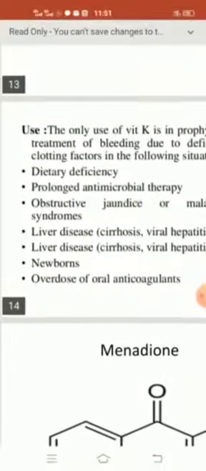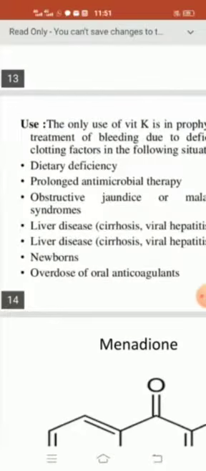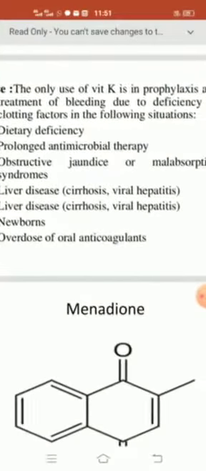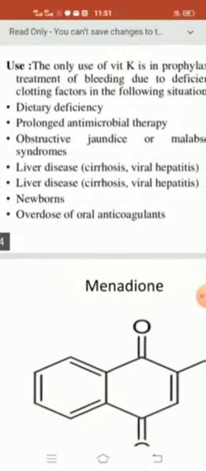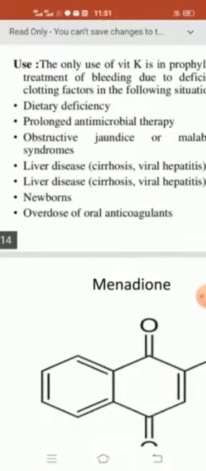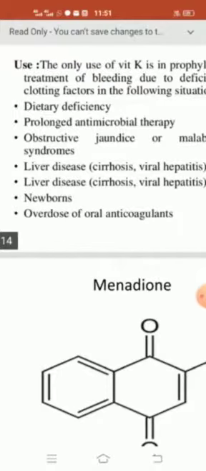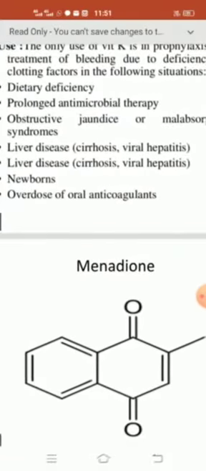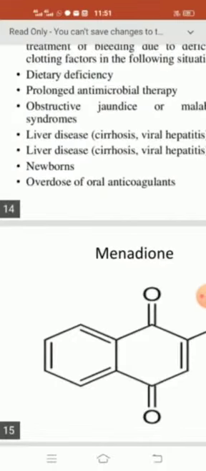Okay. So uses of vitamin K. Vitamin K is used for prophylactic purpose and the treatment of bleeding due to the deficiency of clotting factors in various situations: in dietary deficiency of vitamin K, prolonged antimicrobial therapy, obstructive jaundice, malabsorption syndrome, liver disease, that is liver cirrhosis, then viral hepatitis. Then in case of newborns and overdose of oral anticoagulants. Vitamin K acts as an antidote.